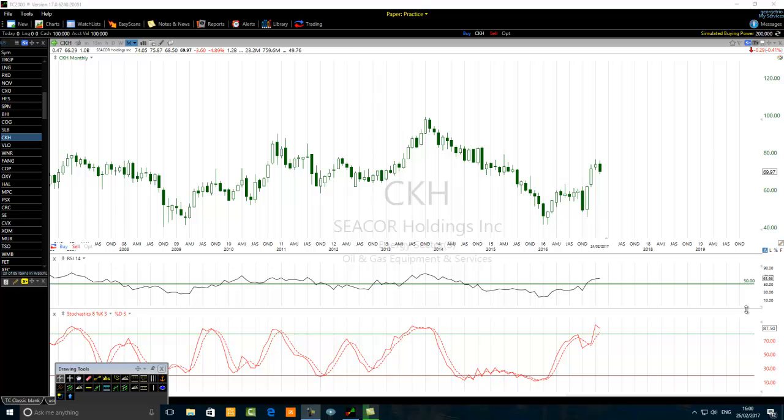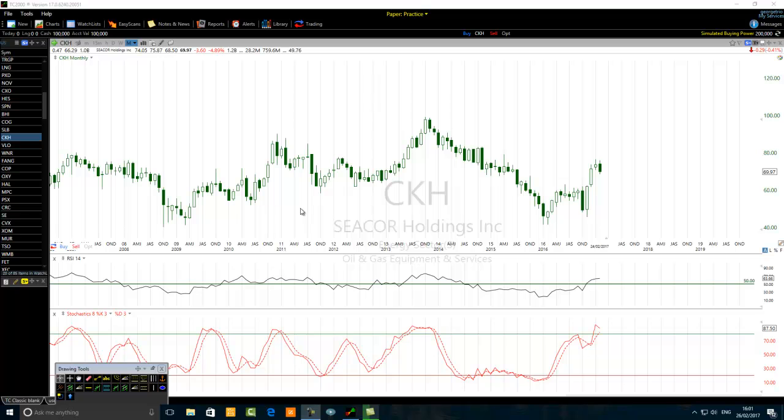This is an American stock that belongs to the energy sector, oil and gas equipment and services. The ticker is CKH, Charlie Kilo Hotel. How to combine RSI indicator and stochastic bullish divergence.